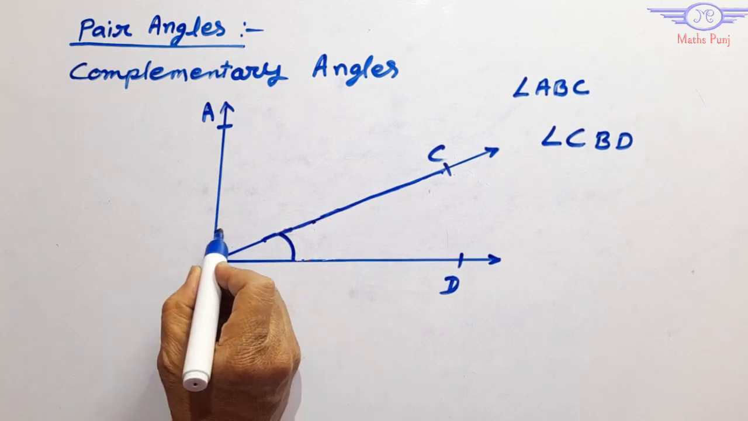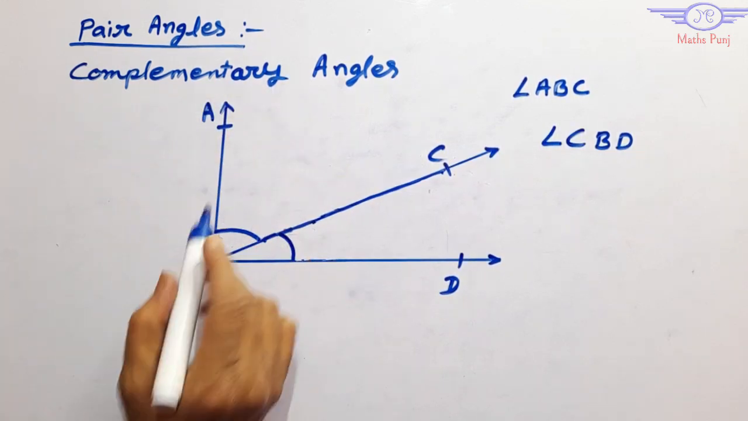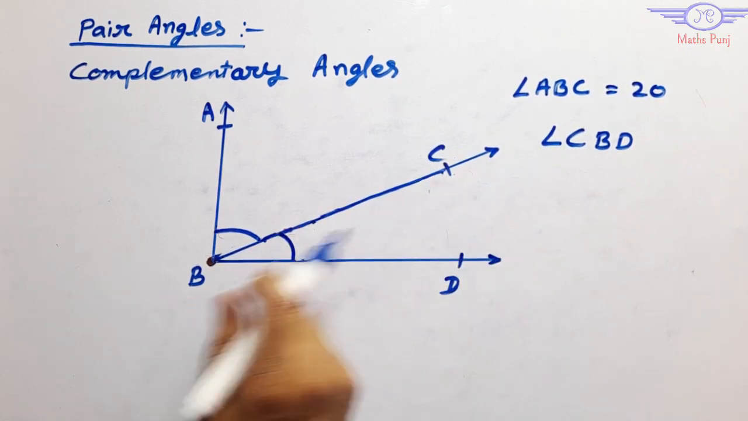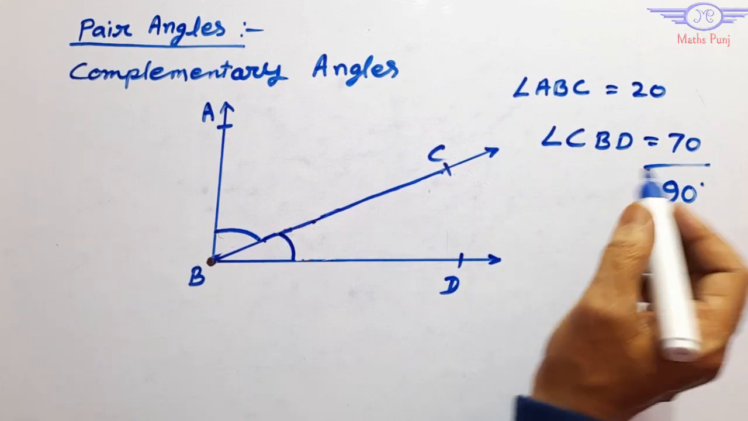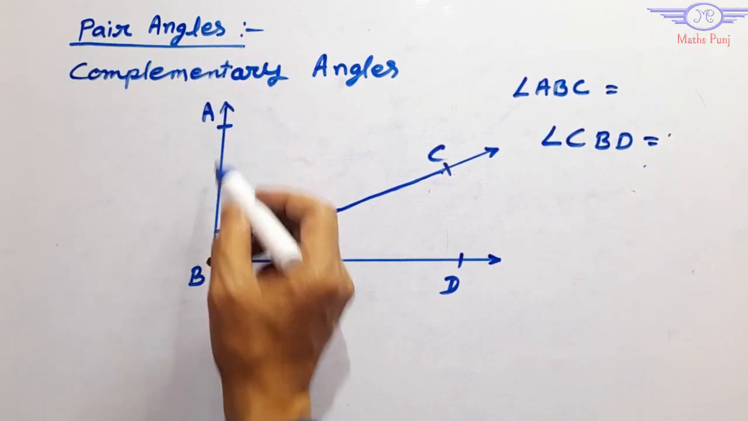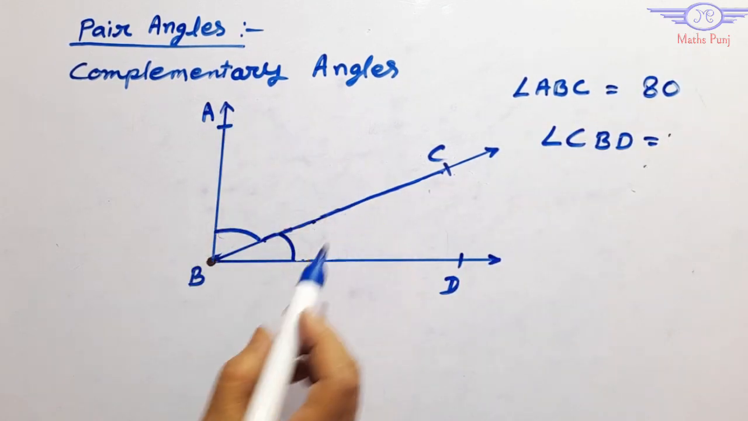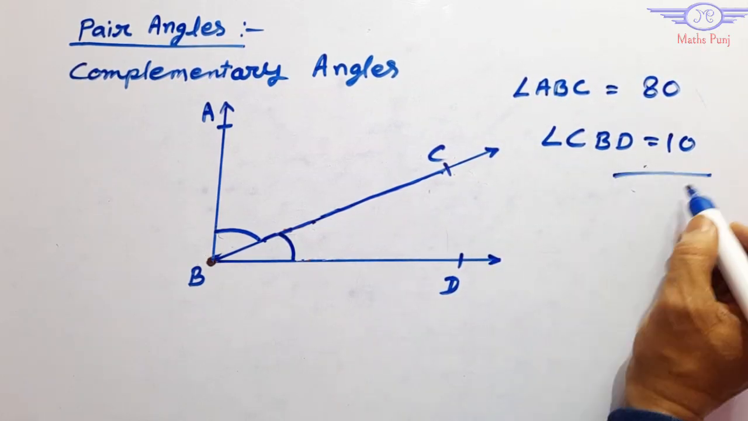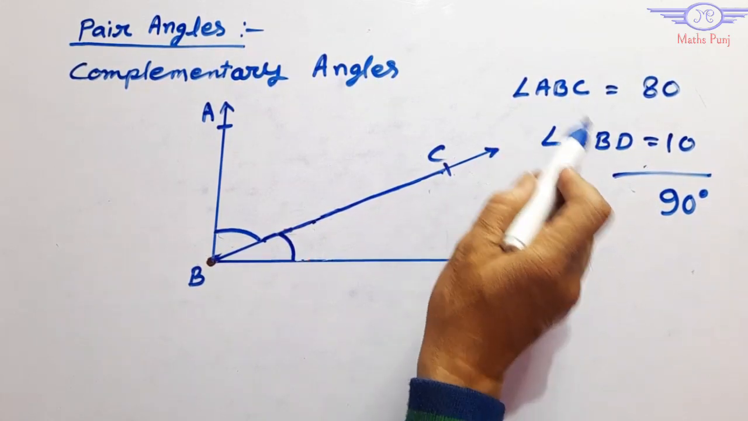If the sum of these two angles is 90 degrees, then we can say they are complementary angles. Suppose angle ABC is 20 degrees and CBT is 70 degrees. The sum of these two angles is 90 degrees, so we can say these two angles are complementary angles. It can also be that ABC is 80 degrees and this is 10 degrees. The summation of these two angles also results in 90 degrees, so these two angles are called complementary angles.